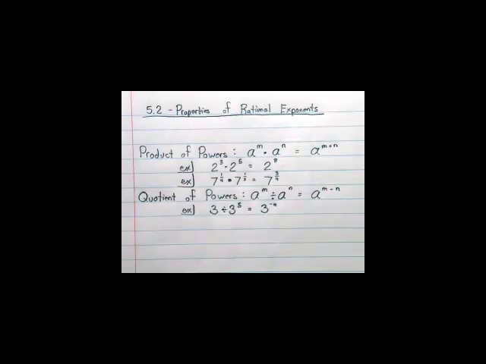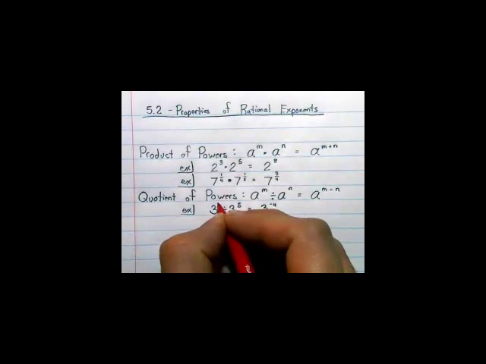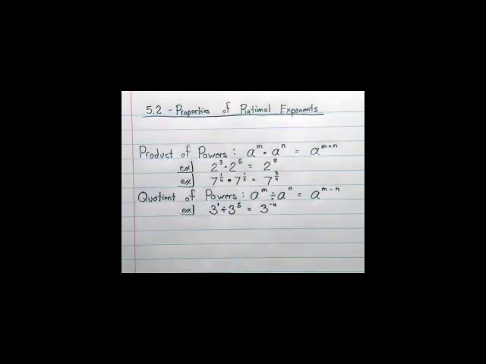Okay. So again, you're not doing anything with the 3's, right? You're just taking the powers and subtracting them. And again, if it's easier to think of that as 3 to the 1st, 1 minus 5 is negative 4. So it's to the negative 4.